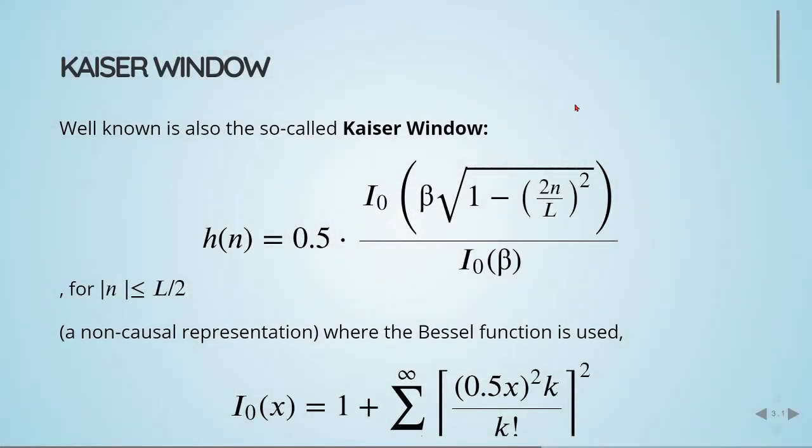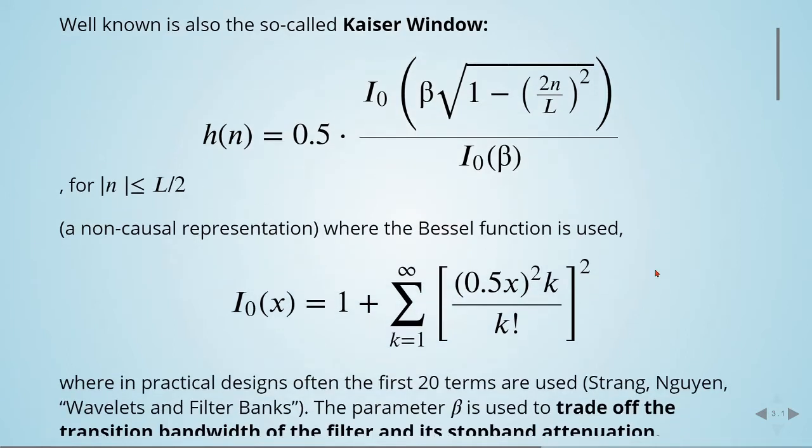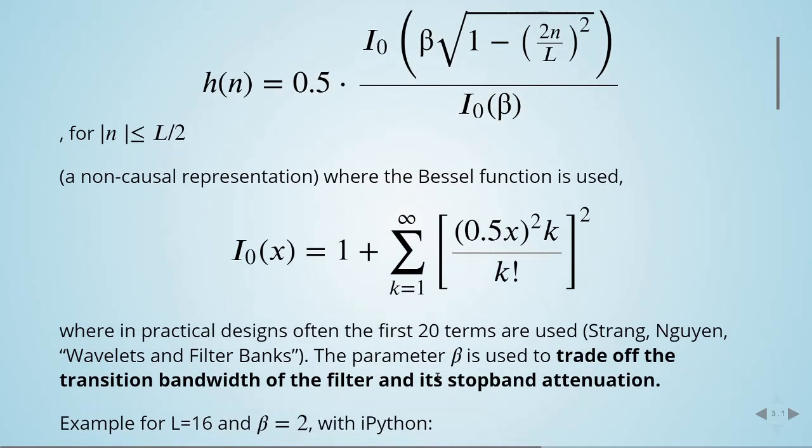Another well-known window is the so-called Kaiser window. It's given by these more complex equations here, where the Bessel function is used. We have here this I0, the Bessel function, given by this function here, where in practical designs often the first 20 terms are used, and you can refer for these to Wavelets and Filter Banks by Strang and Nguyen.